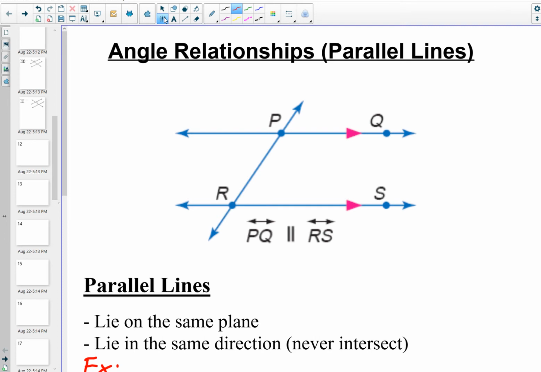They're going to have special markings on them. For these here, we have those little pink triangles. In order to know that lines are truly parallel, they have to be marked that way, or we can prove them that way. We have our transversal vocabulary word. It cuts across. Okay, so the angular relationships we're doing today only work if our lines are parallel. Good? So parallel lines lie on the same plane, lie in the same direction. They never intersect.